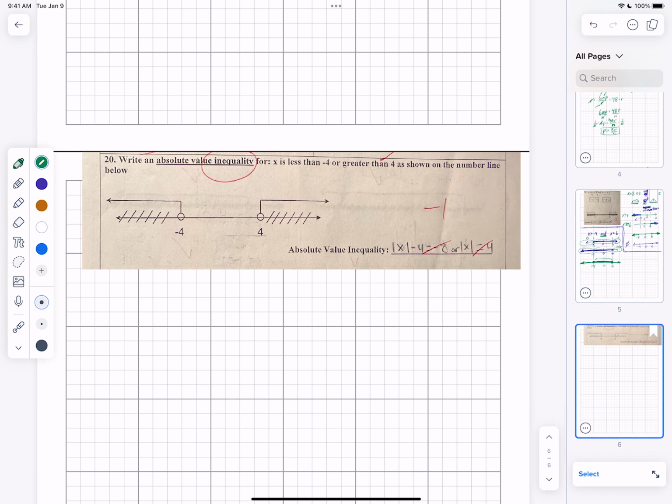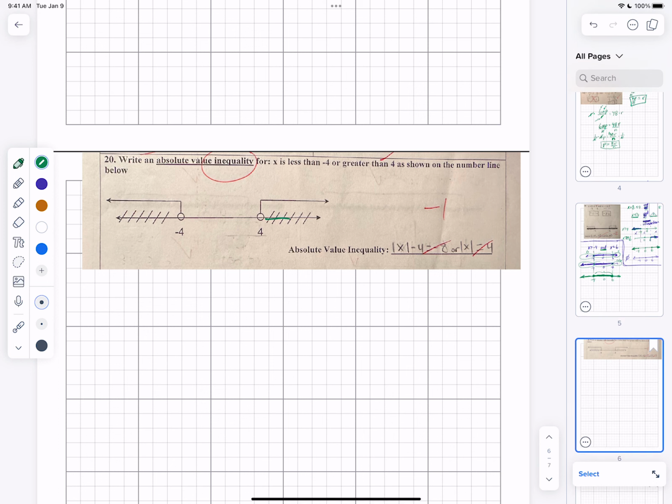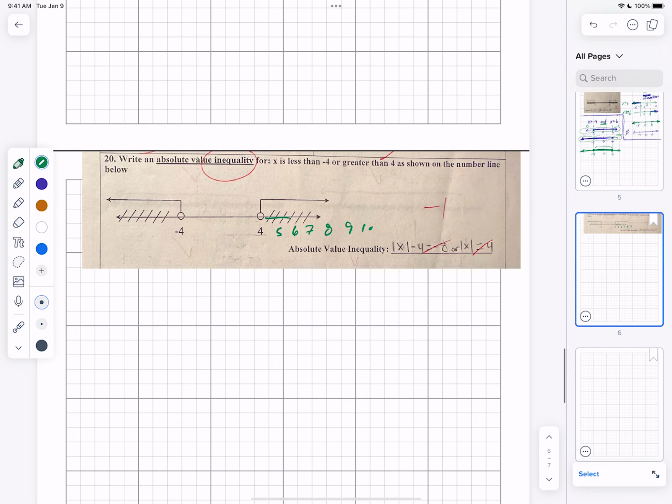Okay. Write an absolute value inequality for x less than -4 or greater than 4 as shown on the number line. Well, let's look at this. Where is x true? Well, it's true at 5. If x is 5, 6, 7, 8, 9, 10, 11, all the way up to infinity. And here it's true at -5, -6, -7, -8, -9.